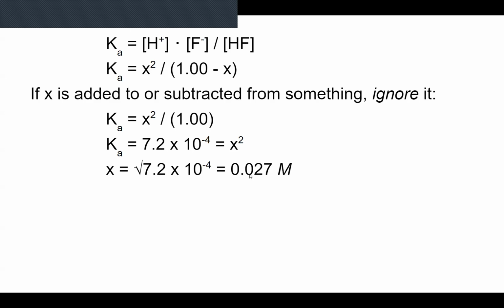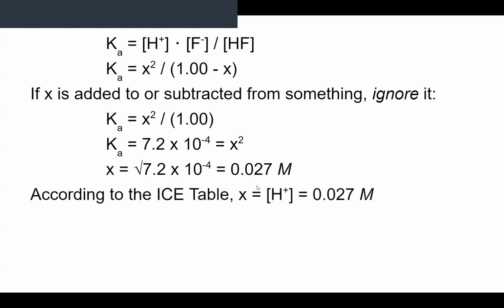So now we've got a value for x. We greatly simplified the equation by ignoring the minus x. And students, would you agree that 0.027 is quite a bit smaller than 1? If you were to take 1 minus 0.027, you'd get like 0.97. That's pretty darn close to 1.